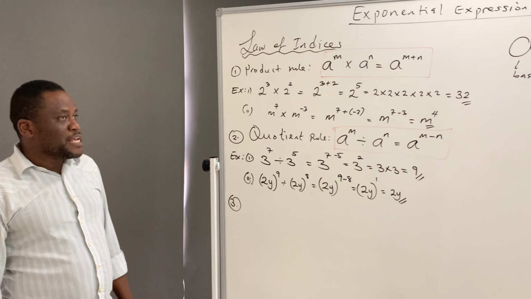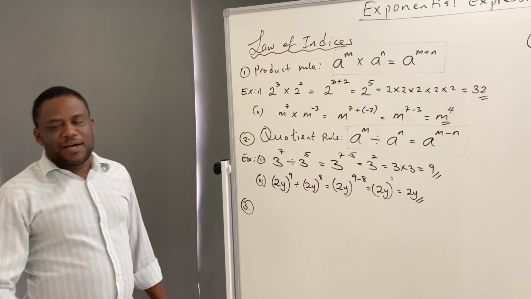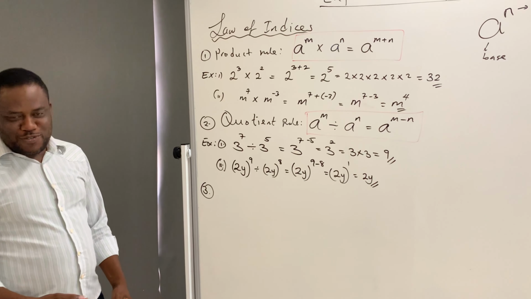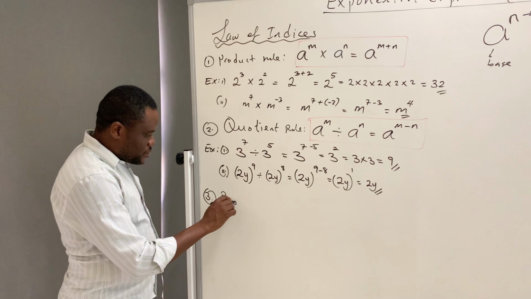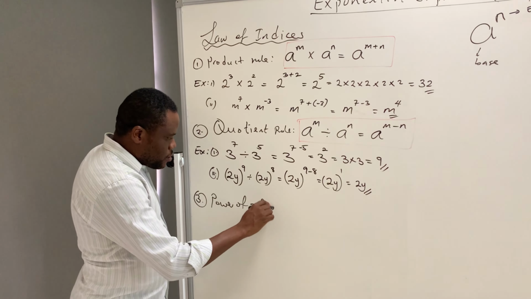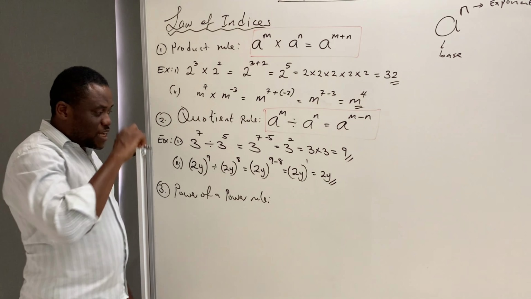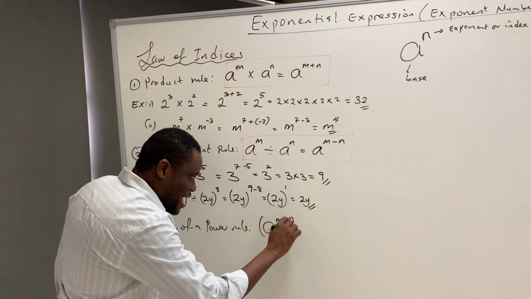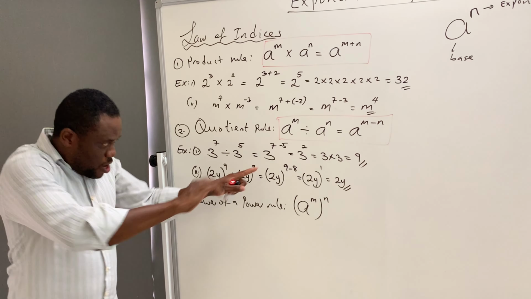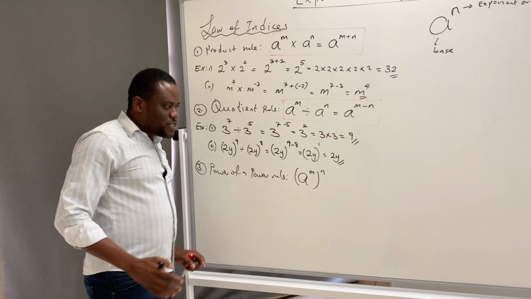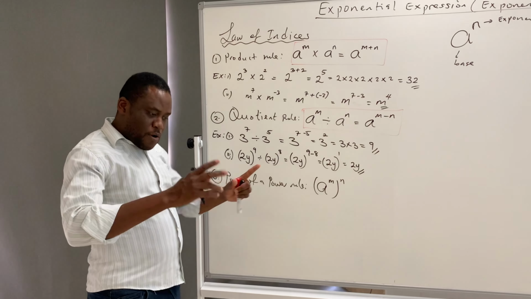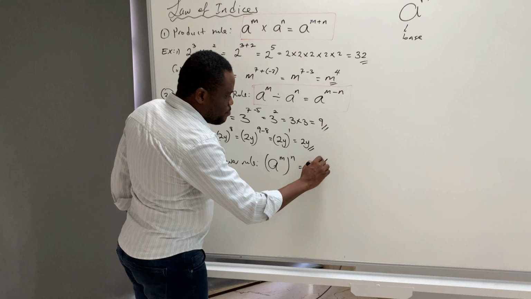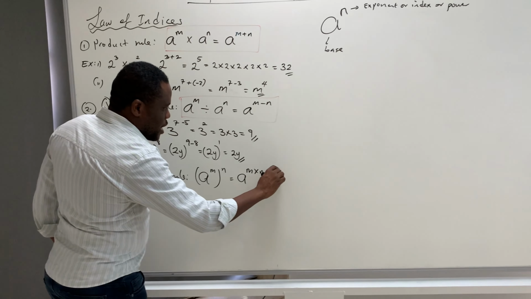The third rule is called power of a power. Before the example, let me write it. We have a to the power of m, all to the power of n. You see, this is 2 powers. You can have 3 powers, you can have power of power of power. What does the law say? If it's power of power, multiply them together. So we have a to the power of m times n, which is a to the power of mn.